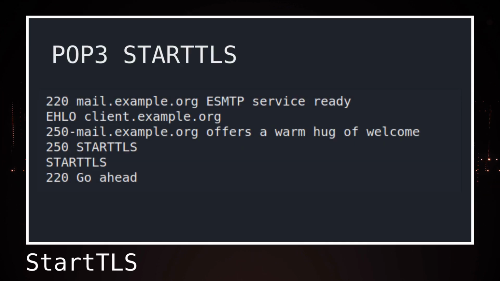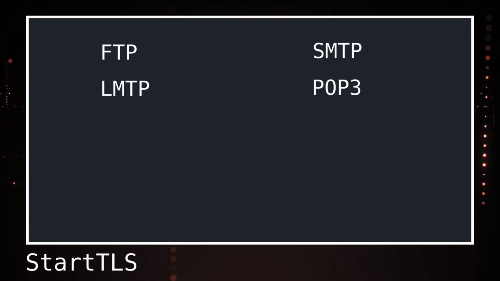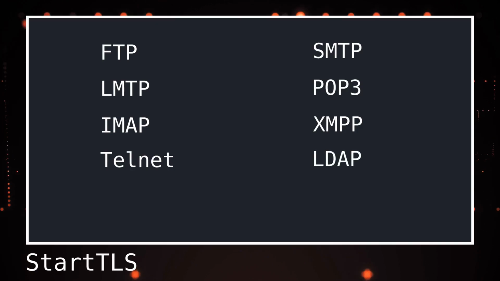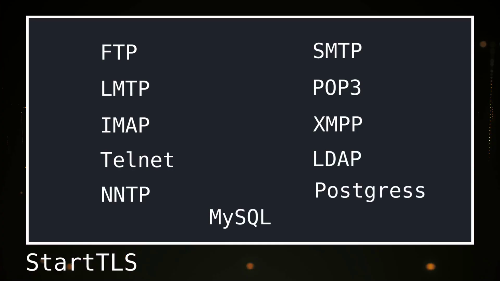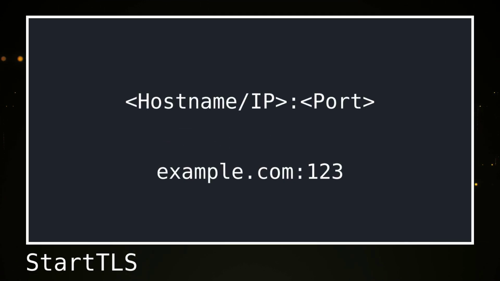One of the items that TestSSL is also able to scan are services that use the STARTTLS command. This command allows certain services to upgrade their unencrypted connection to an encrypted one. TestSSL supports the following protocols for STARTTLS: FTP, SMTP, LMTP, POP3, IMAP, XMPP, Telnet, LDAP, NNTP, Postgres, and MySQL. To use this function, you can use the -t flag followed by the protocol name. Make sure to not forget to add the port that you want to target to the host by adding a colon between the port and the host name of the target.